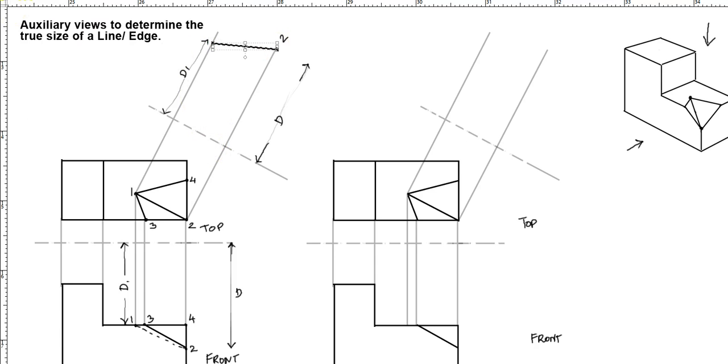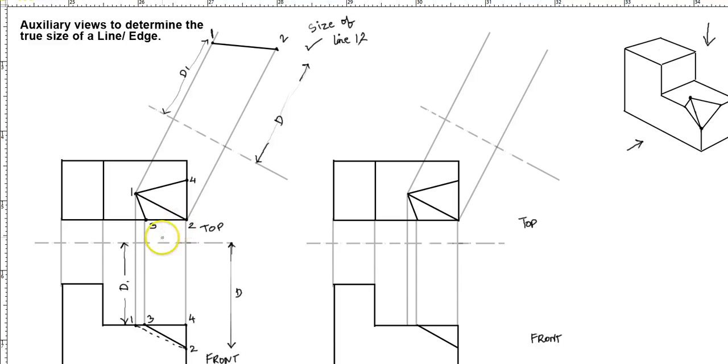So this is the correct size or true size of line 1, 2. So did you see how we made this auxiliary view to find the edge or the line true size?